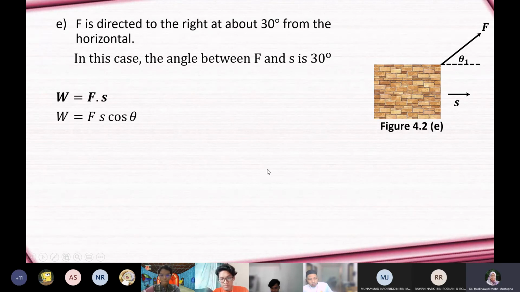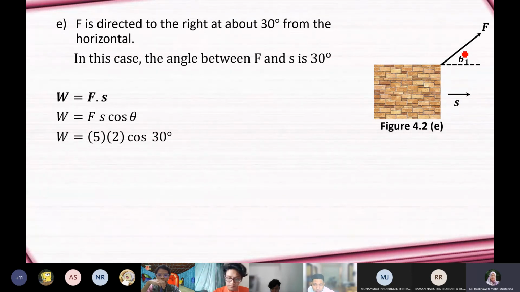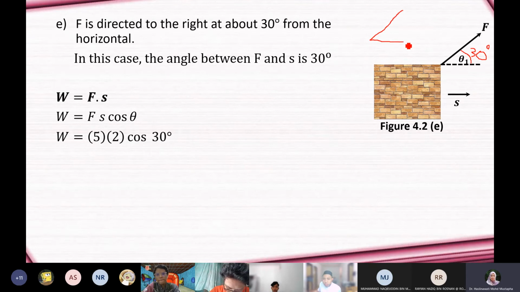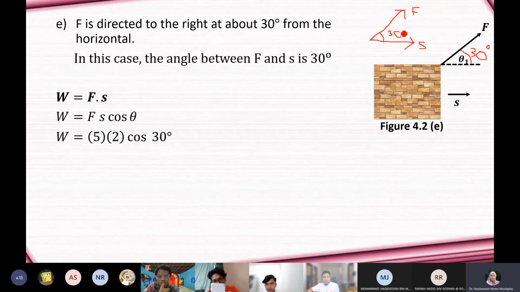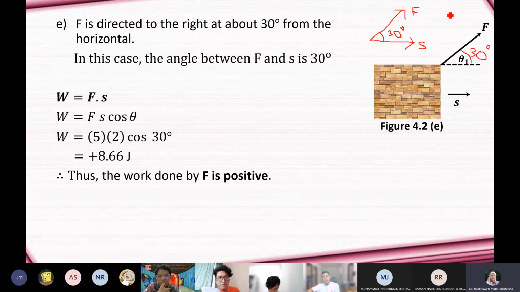Okay, try looking at this one now. F is directed to the right at 30 degree from the horizontal. So it's the same. Okay, so it's here, 30 degree from the left here. So this is 30. So you calculate the angle, between S and F. So it's 30. So I will get positive 8.66 joule.